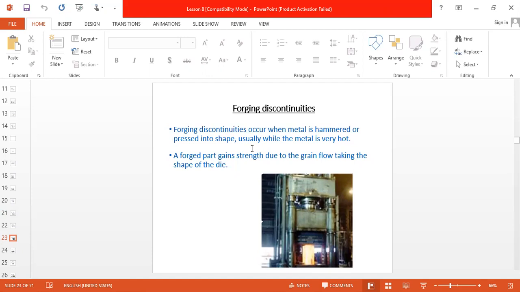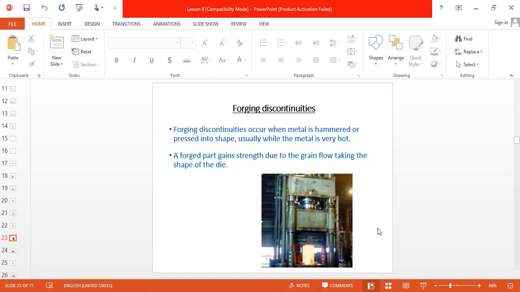In forging also, we are heating to about 900, 1000 degrees Celsius, and we are keeping the metal between dies. There is one bottom die and one top die. The bottom die is fixed, and the top die is movable, up, down, up, down, and both dies have the desired shape of the component.